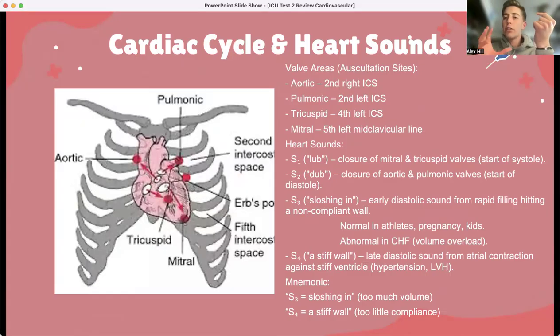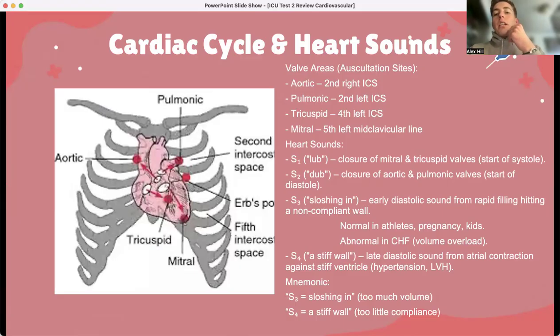So your ventricle's starting to contract and it doesn't want to go back into the atria. So your AV valves close, and then your aortic and pulmonic valves open, and then on diastole they close again. So that'll be S2. So S1 then S2.